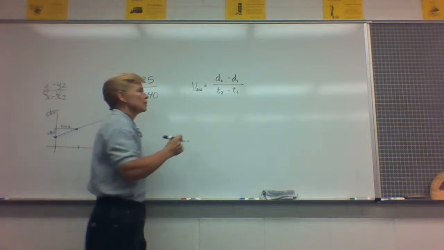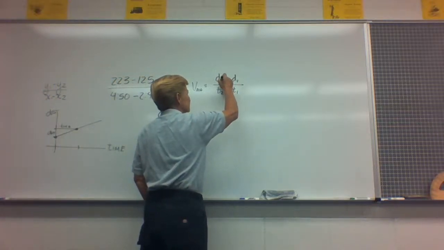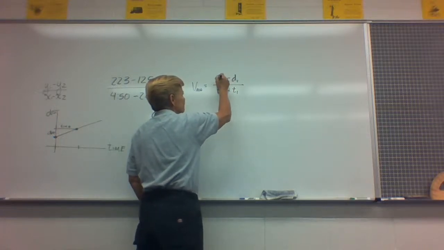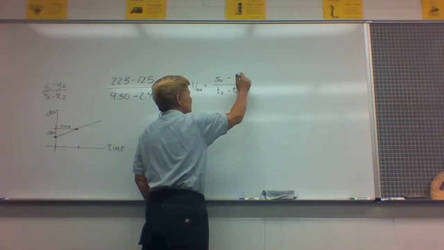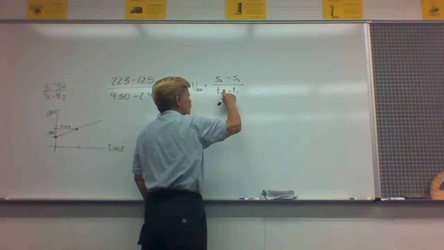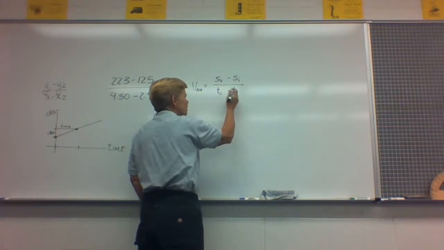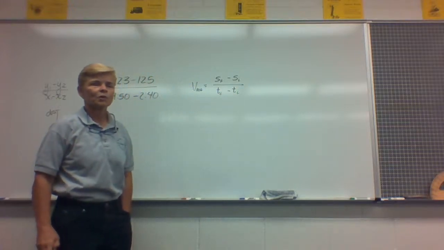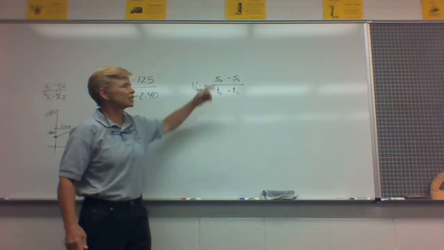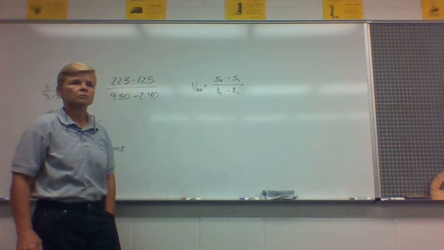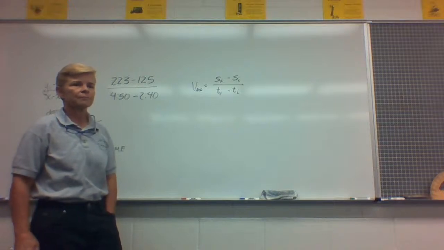In physics, they say this: distance, position, and they use S. Final position minus initial position, they use S, it has to do with the Latin, over final time minus initial time. It's all the same idea. S just stands for position. This is like your mile marker post, which gives you total distance, right?